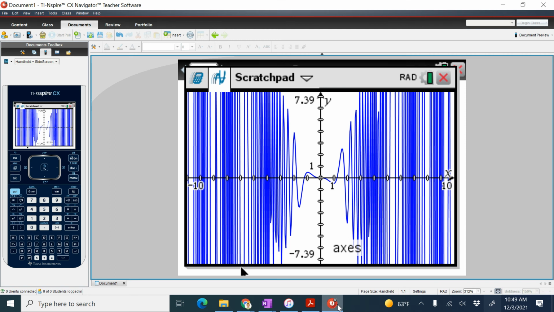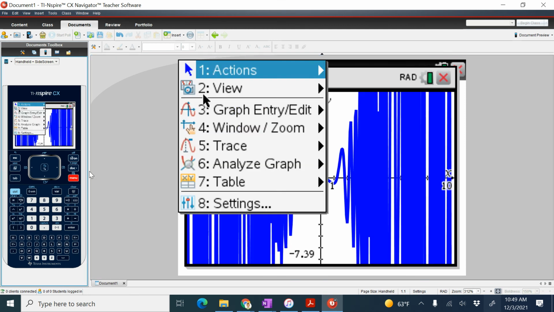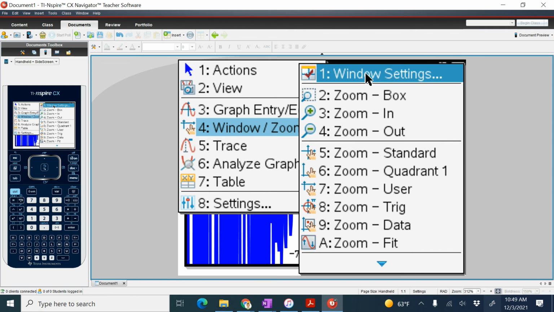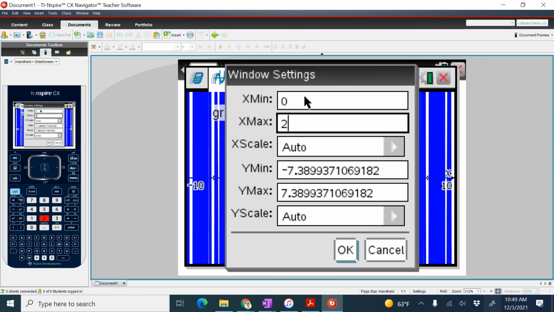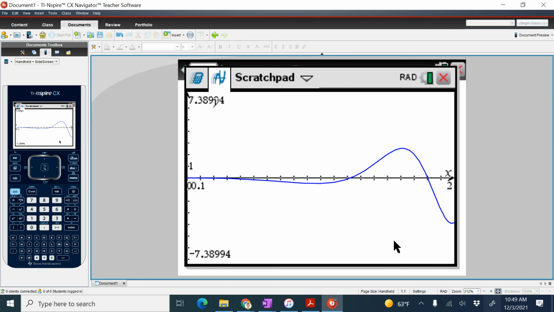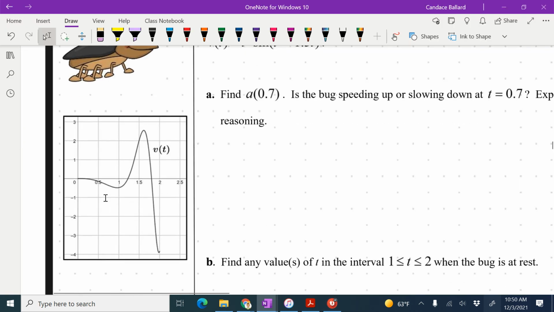So let's adjust our window in our calculator. I'm going to go menu, window zoom, window settings, and I'm going to adjust my x from 0 to 2. Not super concerned about y. It looked like I got the y I needed on the graph. That's a little bit better. You can see it a little bit better. It's definitely not as crazy as the other one was. And if you also notice, we were nice enough to give you the picture of it there, so we can label on that picture. Their zoom was just a little different than ours, and that's okay.